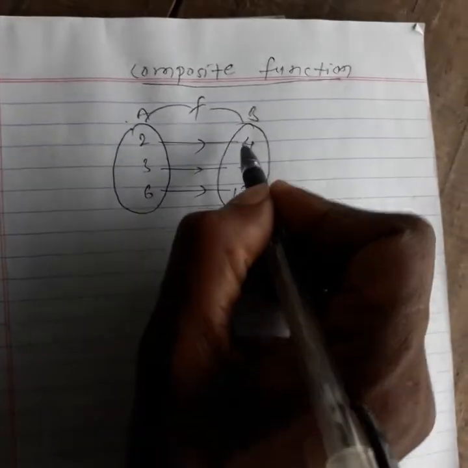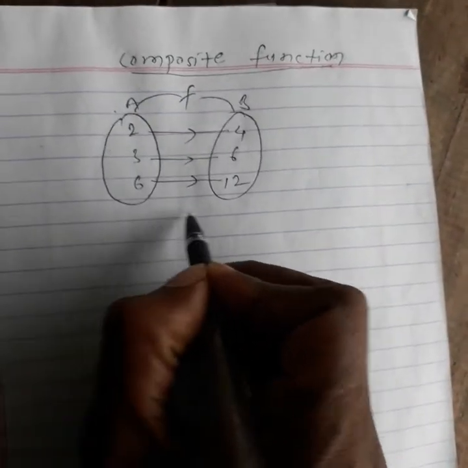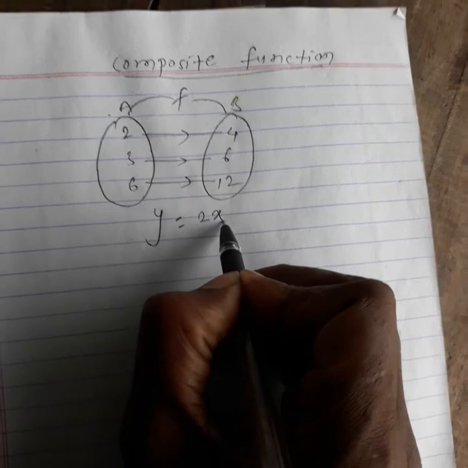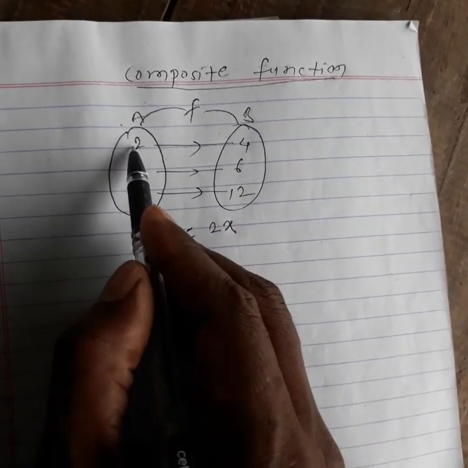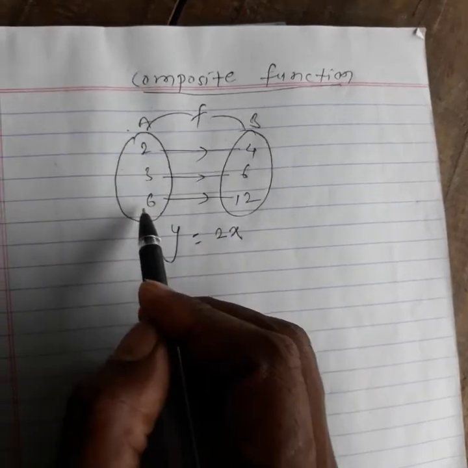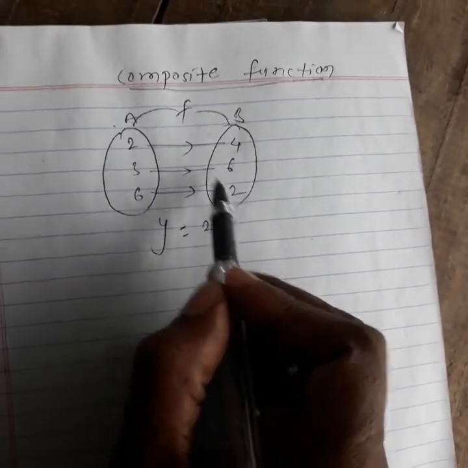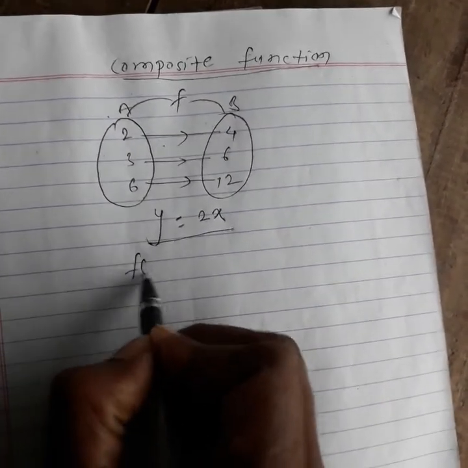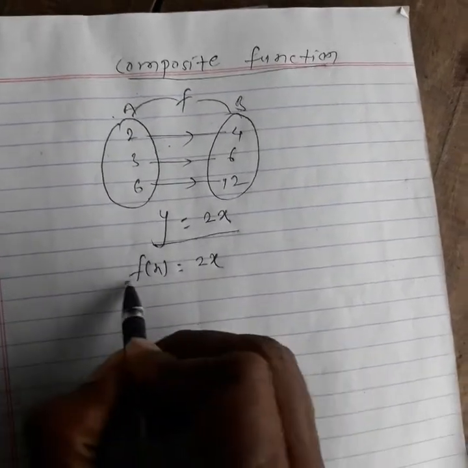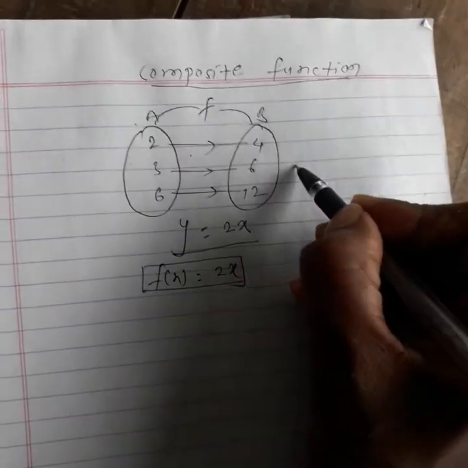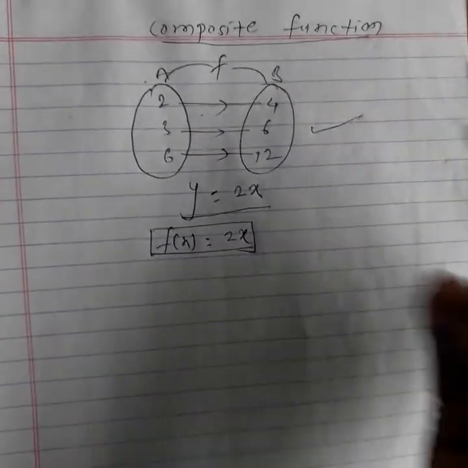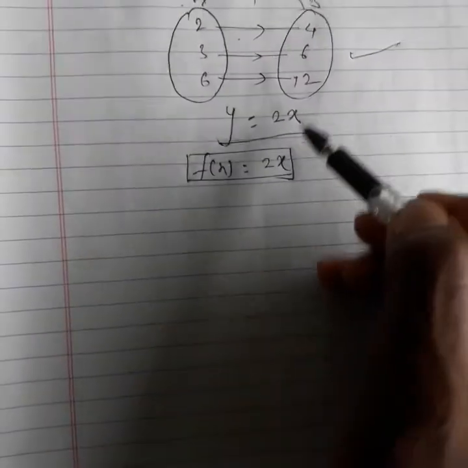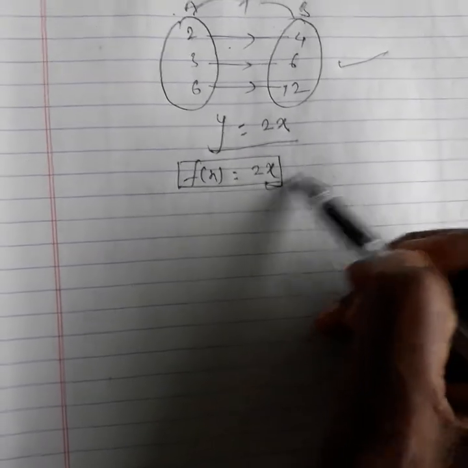It means that this function is when you multiply x by 2, that is 2x. When you multiply x by 2, 2 goes to 4, 3 by 2 goes to 6, and 6 by 2 goes to 12. That's why this function in variable form is y is equal to 2x, or you can also write the function f(x) is equal to 2x. So this is the function in the arrow diagram method, but this is the function in the variable form. Now let's discuss how to find the composite function of this variable form.